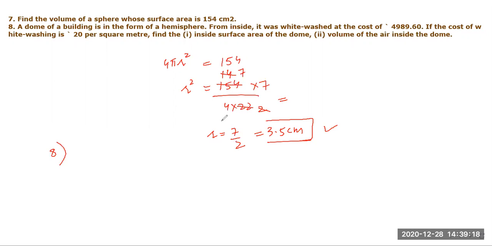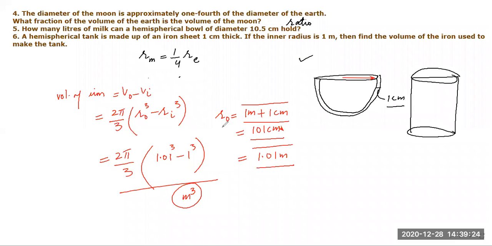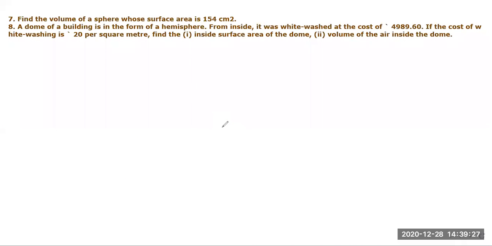Last sum, sum 8. What is the last sum? Monrose, read it fast. Read loudly. A dome of a building is in the form of a hemisphere from inside. So this is the dome of a building, like normally in gurdwaras, temples and all. In masjids also you will find this kind of dome.